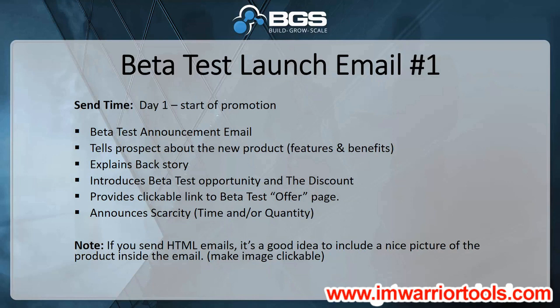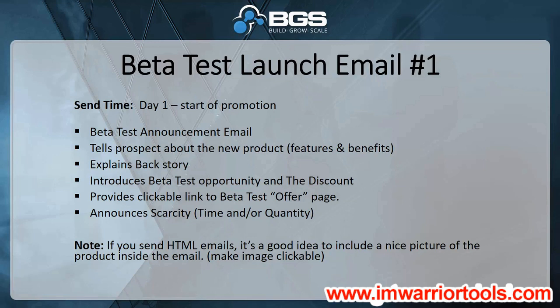Now, if you're sending HTML emails, and you should be, you should also have a plain text version as well, but ideally you want to send primarily HTML emails now. You can include a nice picture or two of the product inside the email. And then you make the image clickable, so when they click the image, it actually takes them to the beta test page. Everybody clicks images, okay?